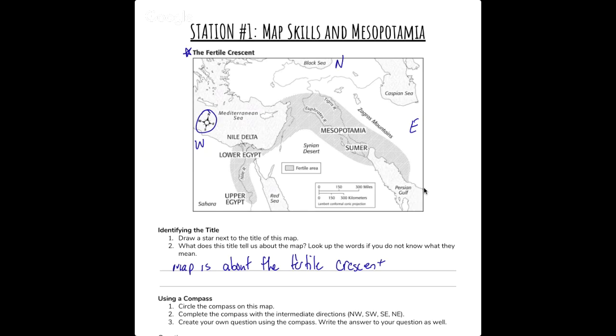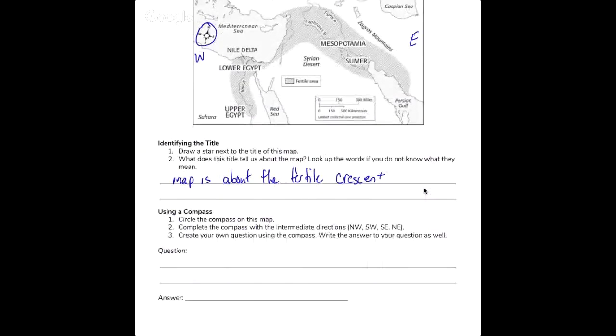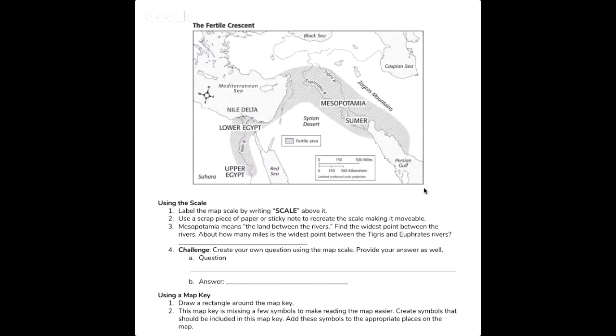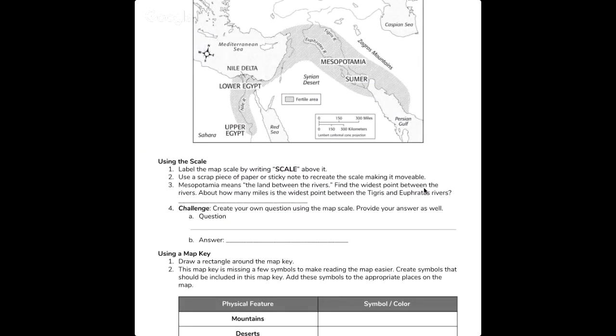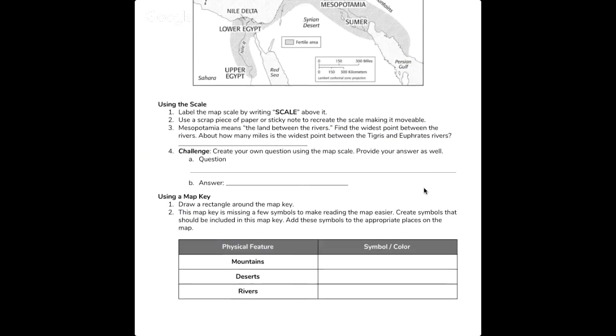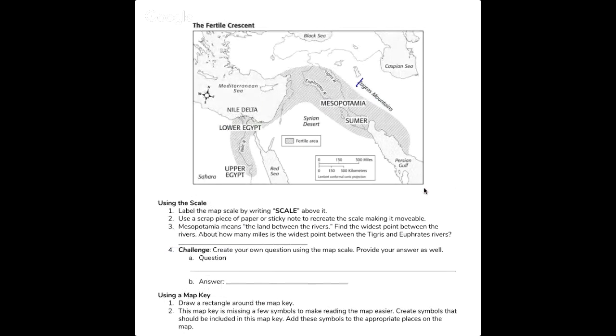So the first station you guys went over was some map skills and trying to figure out, where's the title of the map? What does the title tell us? How to use the compass rose. And we also went over how to use the map scale and how to draw key geographic features on a map. So we talked about for mountains, how you could draw little triangles. And here, I'll show you right now. We'll do it right now for the Zagros Mountains, right? We have these little triangles which tell us that those are mountains, okay?